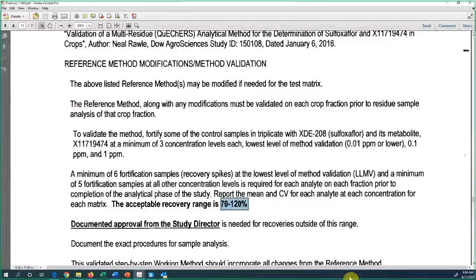Can recovery above 100% happen? Yes, it happens all the time. We are all working in the laboratory. Especially when you go down to lower levels, any matrix effect will affect your recovery. Sometimes you get 140, 130 easily, because any kind of matrix there will contribute to the signal. So it happens all the time.